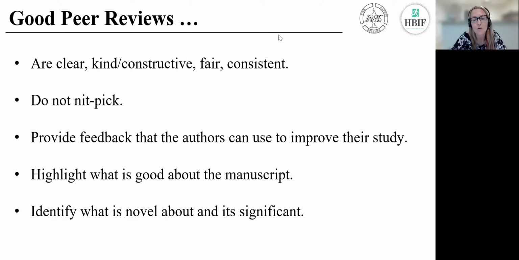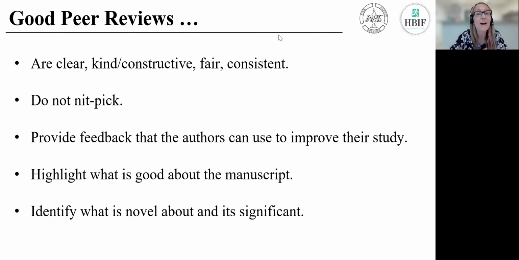It's okay to say you don't understand something, not necessarily our role to then rewrite it, right? So it's the author's paper. We shouldn't be nitpicking style, right? If it doesn't really provide the way to get it to sound science, to a quality paper. Provide feedback that the authors can use to improve their study.